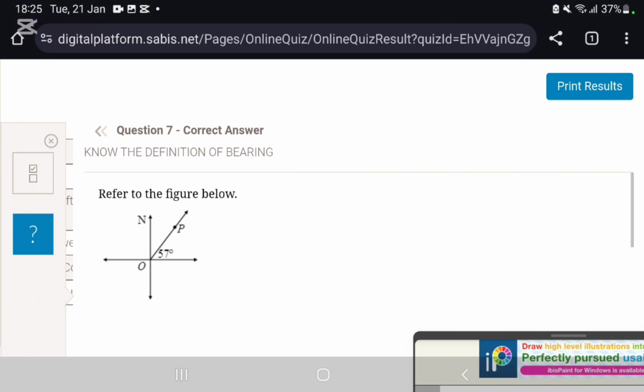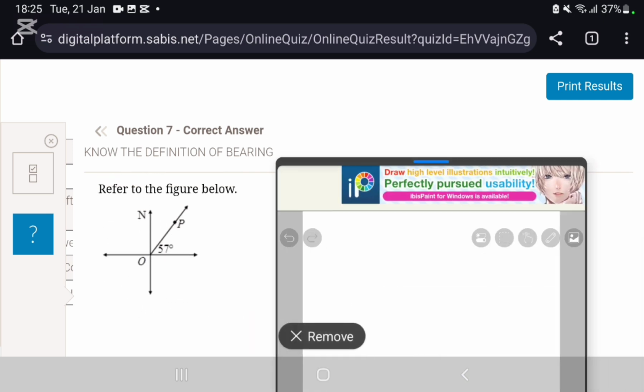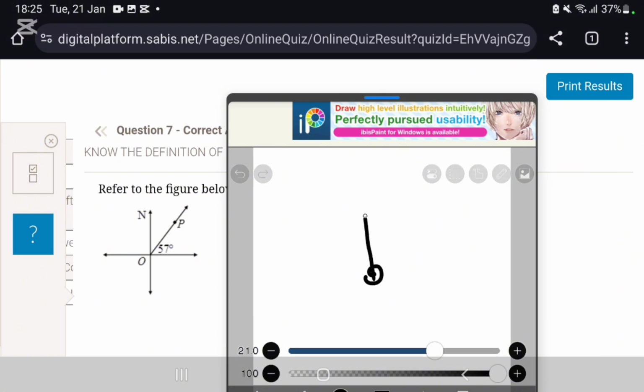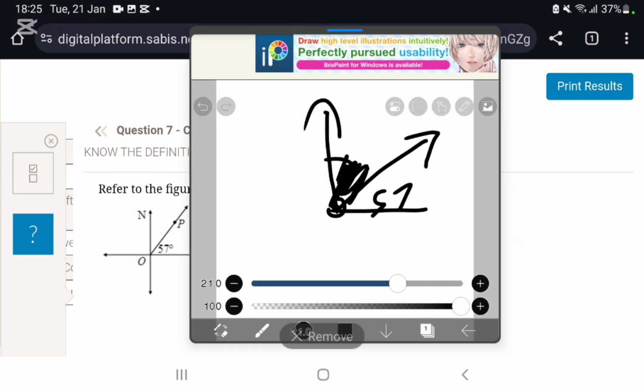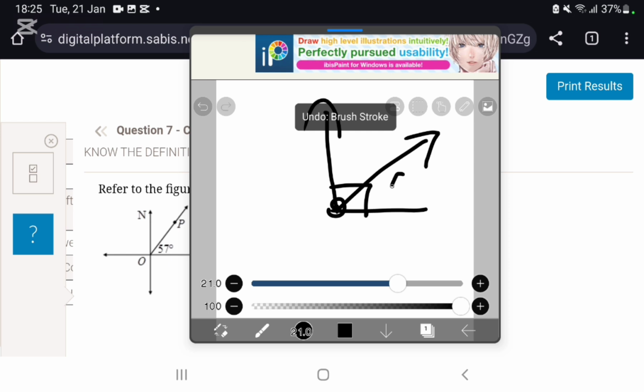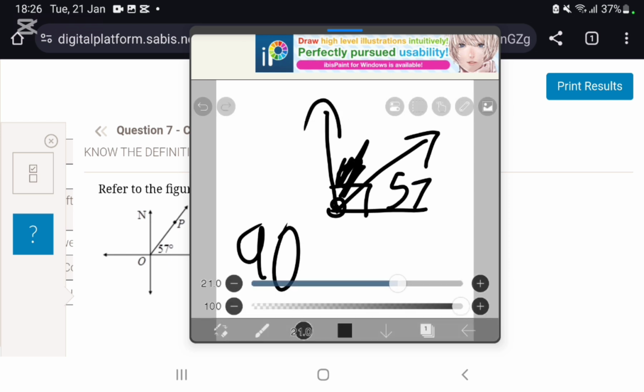Number 7. This question is probably the easiest out of all of them. The bearing of P from O. Okay, so we have O. Let's draw a north or a straight line from it. From P, this is 57. So they pretty much want this angle. So what we're gonna do here, now that we know that this angle is the right angle and this is 57. So for this angle, all we're gonna do is 90 minus 57, which is equal to 33.